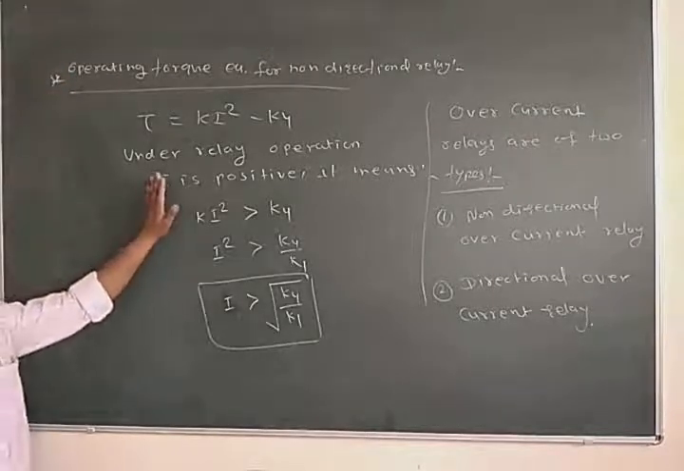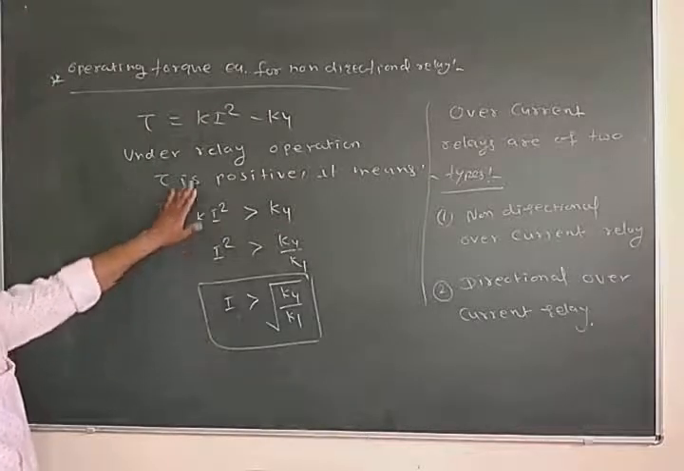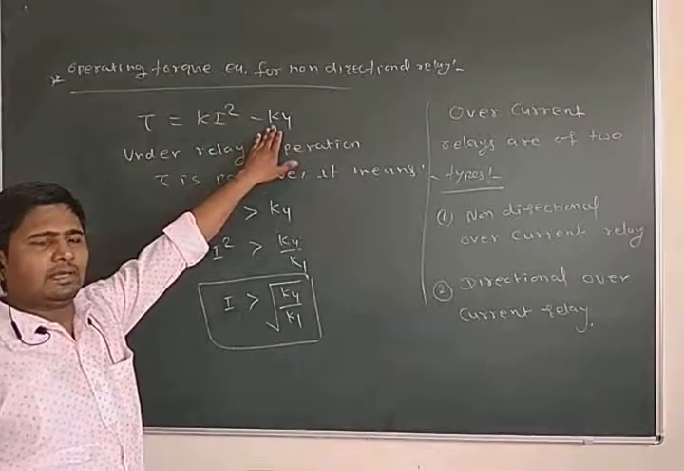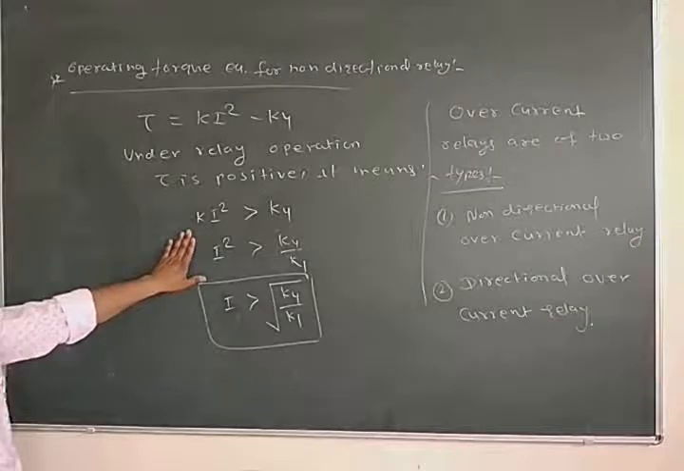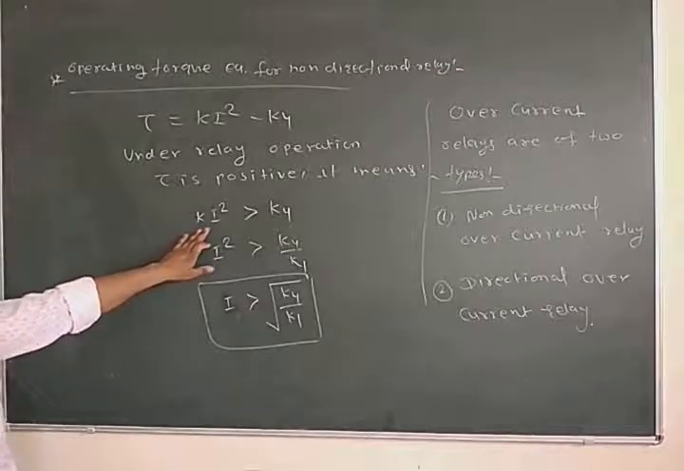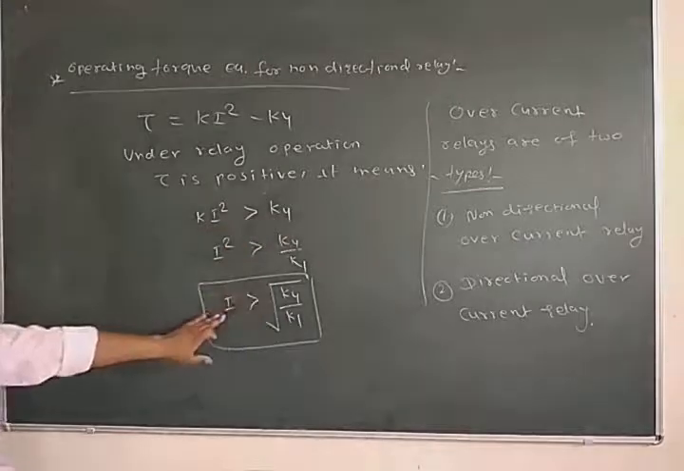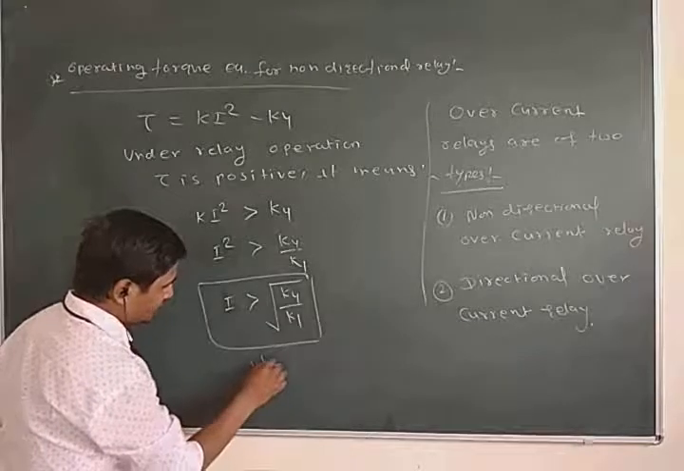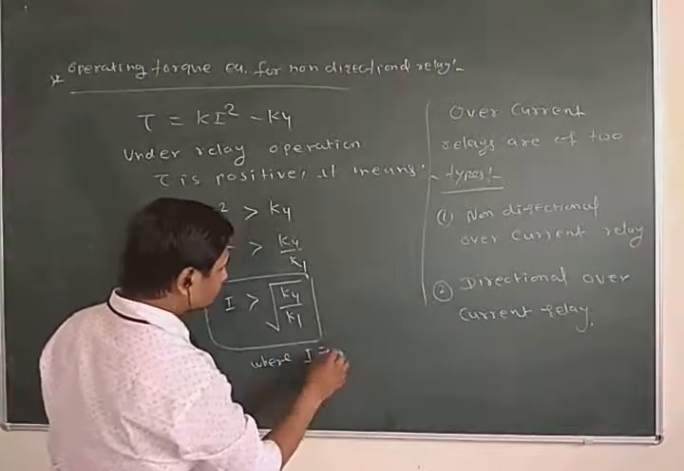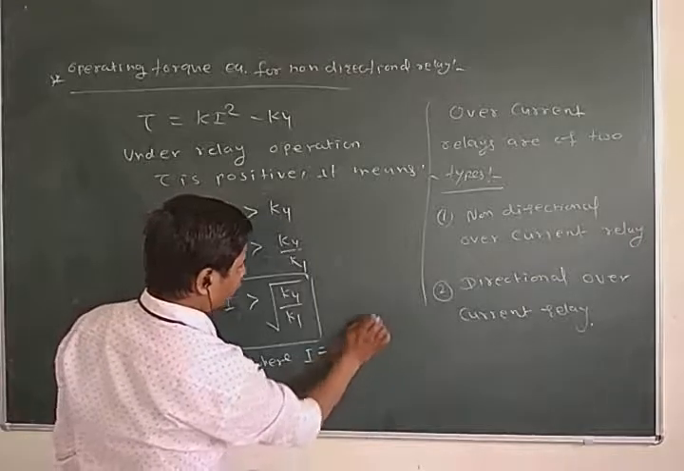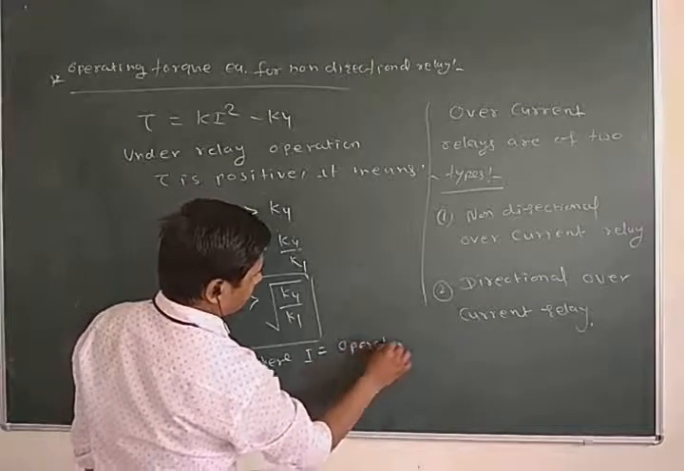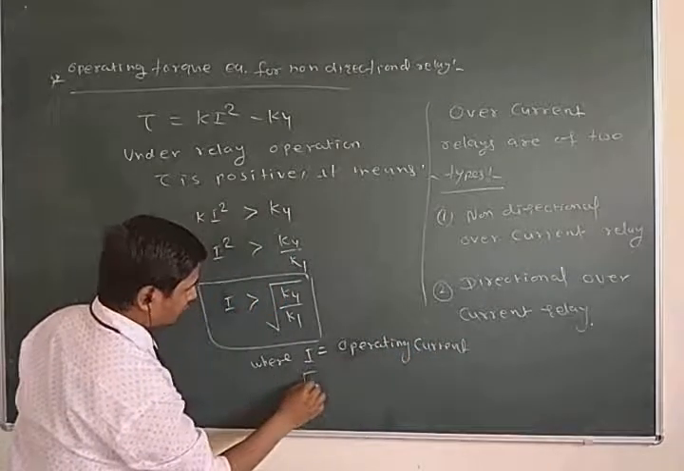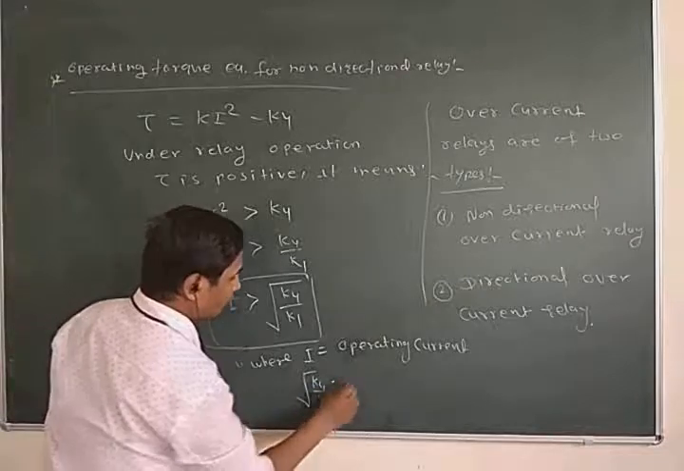So in this non-directional relay, operating torque is directly proportional to the square of current, and restraining torque is provided by the spring constant. In operating condition, torque is positive. It means K1 I square is greater than K4, and simply I is greater than under root K4 upon K1. Here I is equal to the fault current or operating current, and under root K4 upon K1 is equal to the relay current setting.